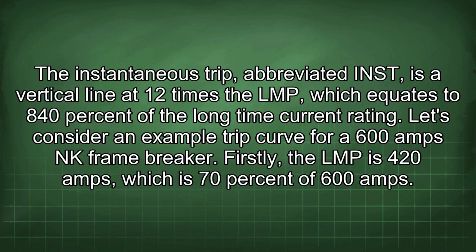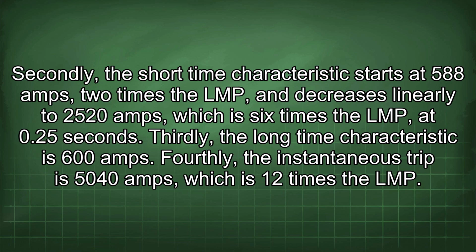Firstly, the LMP is 420 amps, which is 70% of 600 amps. Secondly, the short time characteristic starts at 588 amps, 2 times the LMP, and decreases linearly to 2520 amps, which is 6 times the LMP, at 0.25 seconds. Thirdly, the long time characteristic is 600 amps. Fourthly, the instantaneous trip is 5040 amps, which is 12 times the LMP.